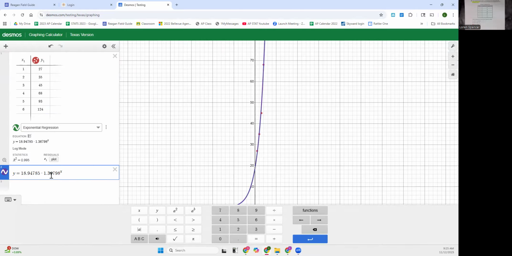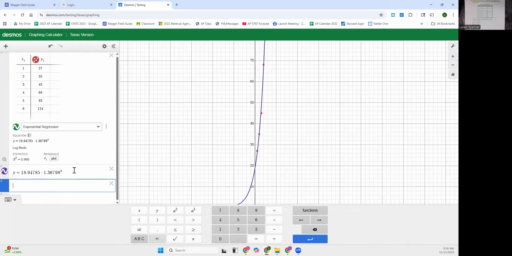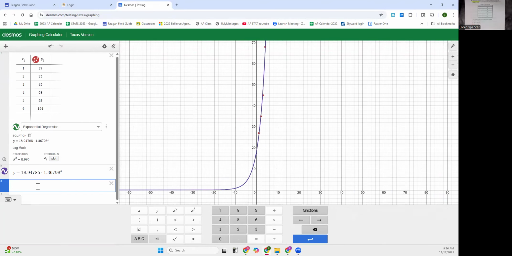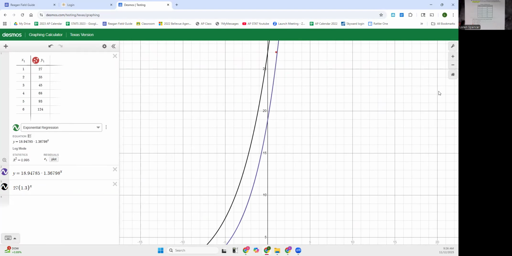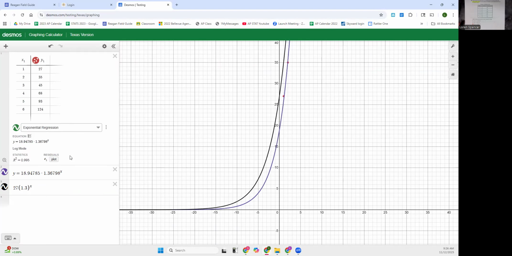Now, just to make sure that C is the right one, I'm going to start inputting other ones and see how they look. So the first one, 1.4, parenthesis, 18.9, and I'm going to raise it to the x power. And it's like, no, that black line doesn't look like that, so that's not right. So then the next one was 27 with a 1.3. No, that black line's not close, but it's not really right. So that one's close, but not really right. So I don't really like B. Don't like A, don't like B.